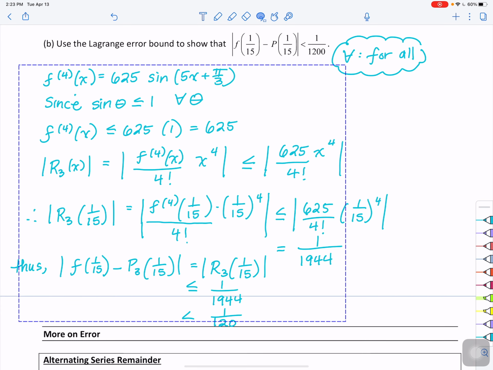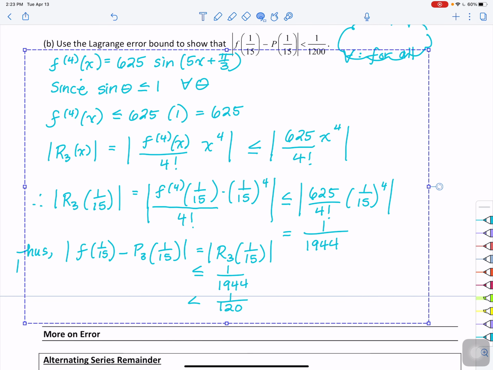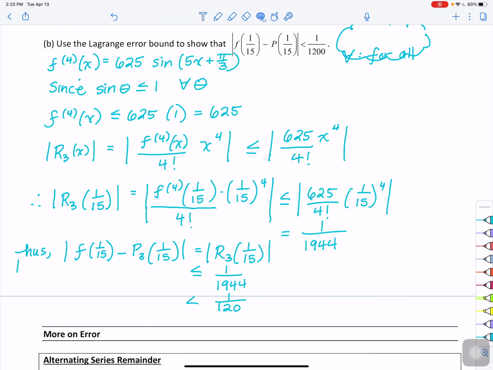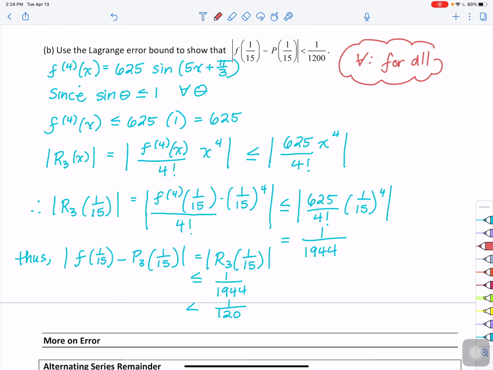But just try to take some time and think about all of this. And we'll just rewrite this for all, and maybe in a different color. And that concludes the Lagrange error bound, and then we will just talk a little bit more on error and conclude Unit 10B.